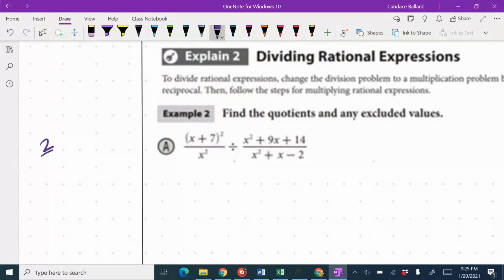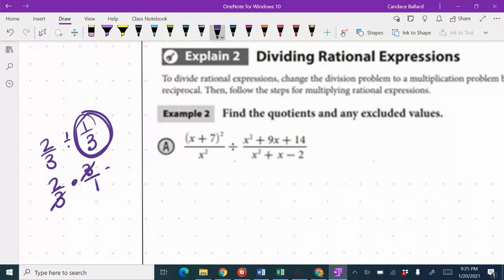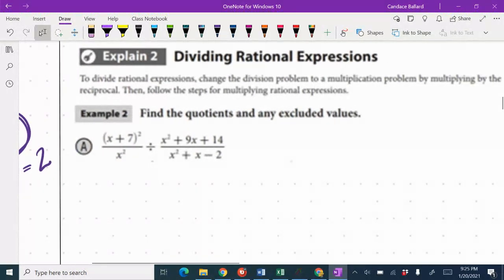Just as if we were taking 2/3 and dividing it by 1/3, we need to take the second term, take the reciprocal, and switch to multiplication, and we would know that the answer would be 2. So we're going to do that same process here.